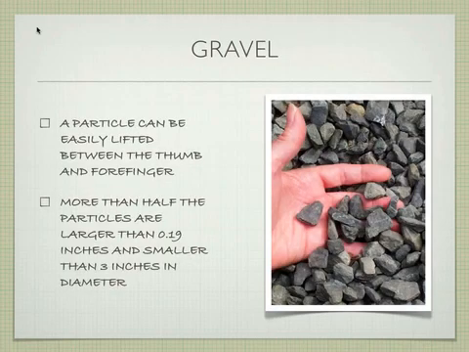And then we move down to gravel. This is the next type of soil that we're really going to be talking about. It's a particle that can be easily lifted between the thumb and forefinger. More than half the particles are larger than 0.19 inches in diameter and smaller than 3 inches in diameter. So we're talking rocks that are about like this up to rocks that are about like this. That mixture of rocks is called gravel.